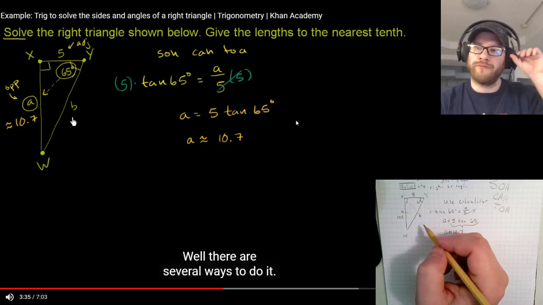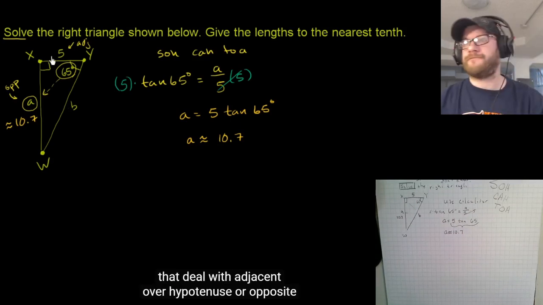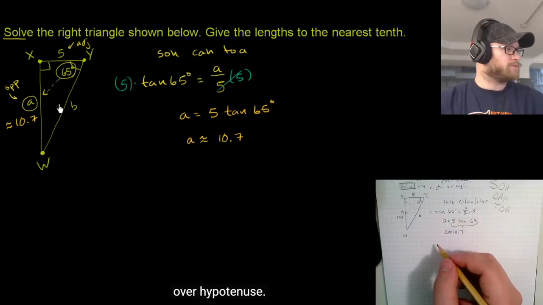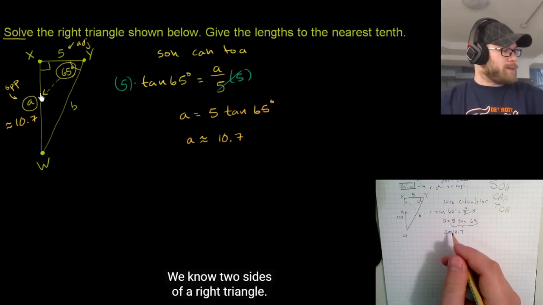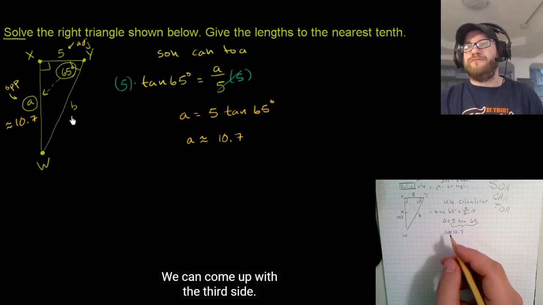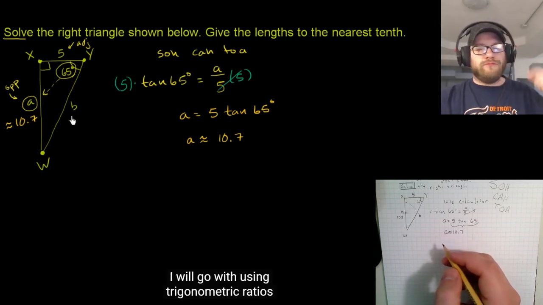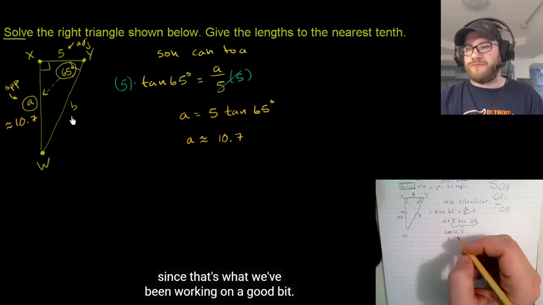Well, there's several ways to do it. This is the hypotenuse, so we could use trigonometric functions that deal with adjacent over hypotenuse or opposite over hypotenuse. Or we could just use the Pythagorean theorem. We know two sides of a right triangle, so we can come up with the third side. I will go with using trigonometric ratios, since that's what we've been working on a good bit.